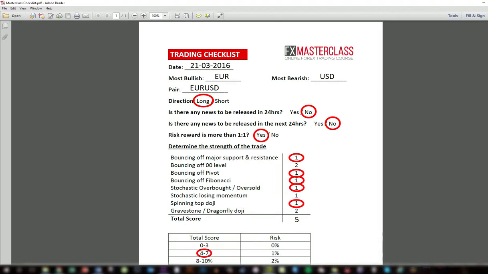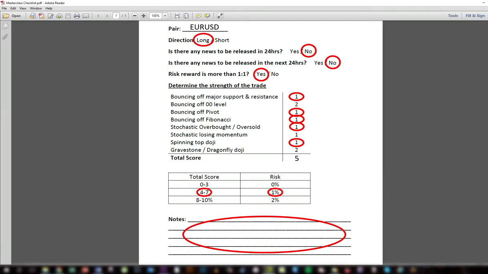We'll then compare it on the chart below, and then find the corresponding risk percentage. In this case, since the score we have tabulated is 5, the amount to risk would be 1%. Finally, it is a good habit to take notes on the trade, such as the fundamental reasons that you are actually taking this trade.